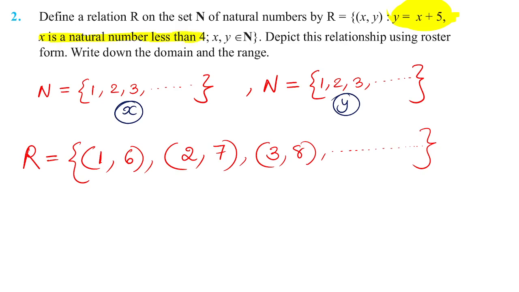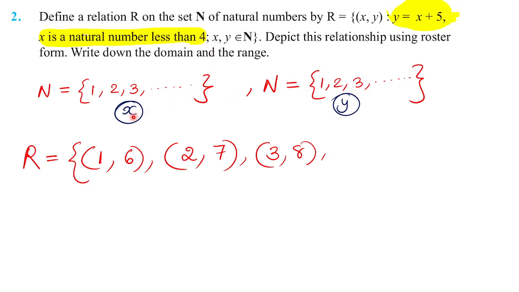Sorry, I did not see this actually. X is a natural number less than 4. Okay, so it will stop somewhere. But the relation is from N to N. There is no change in that.